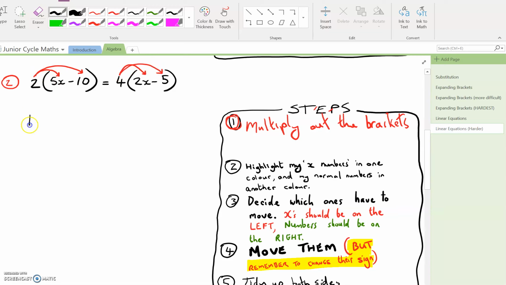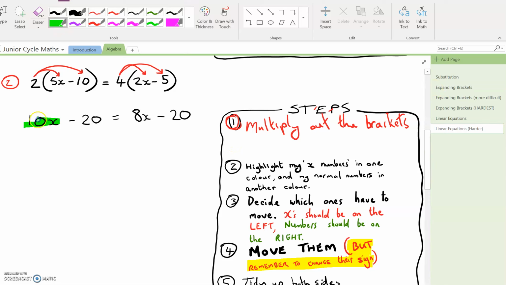2 by 5x is going to be 10x, and 2 by minus 10 is going to be minus 20. I'm doing this one a little bit quicker now. 4 by 2x is 8x, and 4 by minus 5 is minus 20. If you're not sure how I got those, maybe look back to the start of this video to see that again, and you'll see how I did that. I followed all of the steps that we learned in expanding brackets.